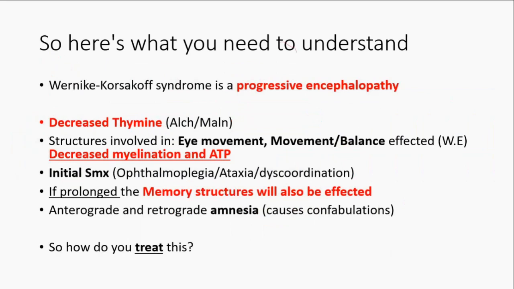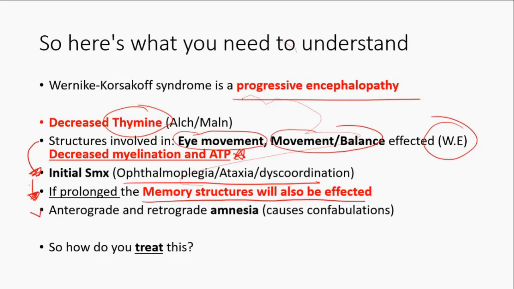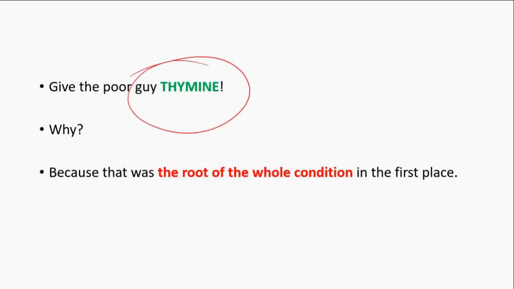So I hope you understood from this that Wernicke encephalopathy and Korsakoff encephalopathy together are known as Wernicke-Korsakoff encephalopathy. So just to reiterate, it's a progressive encephalopathy. It's due to a decrease in thiamine. Basically, structures to do with eye movement and balance movement are going to be affected first due to a decrease in myelination and ATP. This is known as Wernicke's encephalopathy, and this is going to create those symptoms that we mentioned. After a prolonged period, memory structures of the brain are affected, and this is going to create amnesia-like symptoms. So how do you treat this? The answer is give the poor person thiamine, because that's what's causing the whole condition in the first place.